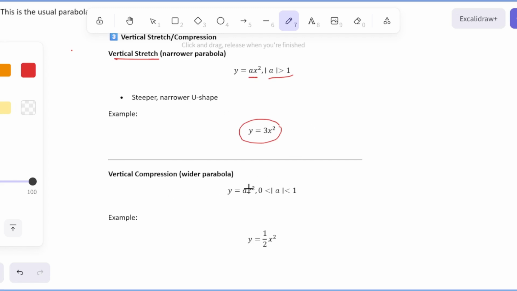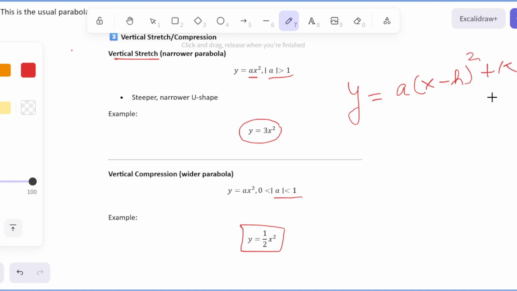And vertical compression is a wider parabola where the A value is less than 1, like this case, half. Half is less than 1, right? So it will be a compression when your value of A is less than 1, and it will be a stretch when the value of A is greater than 1, because this is a standard equation of a parabola, or a quadratic equation.